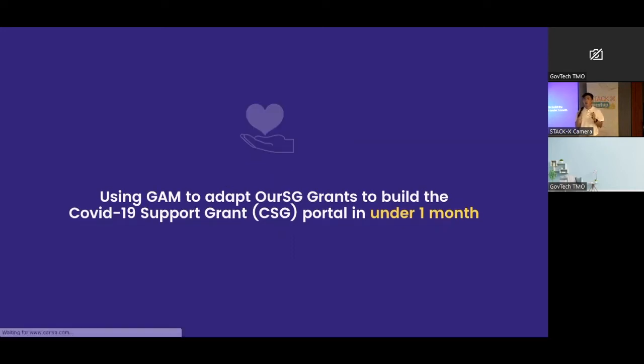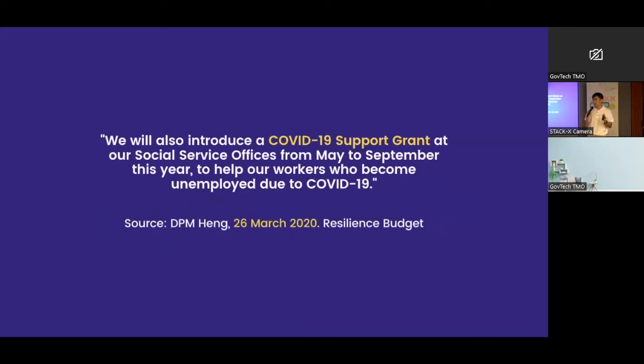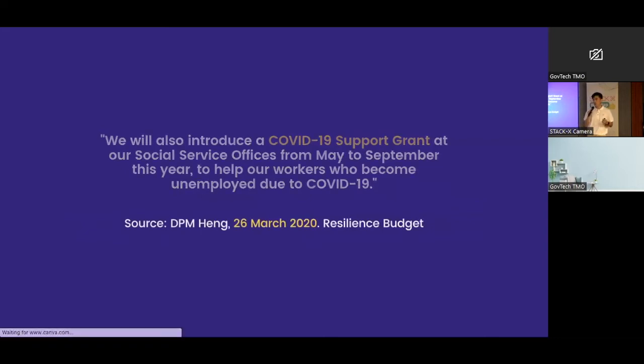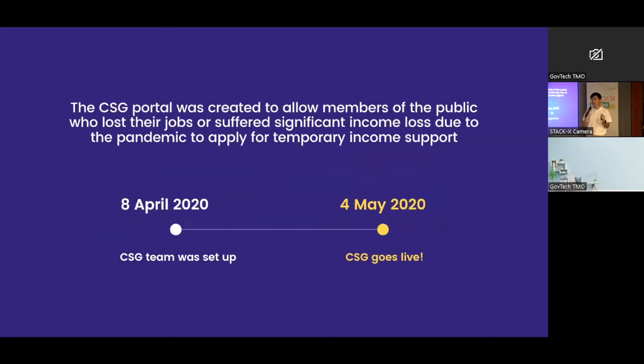Recall how on the 26th of March 2020, the COVID-19 support grant was announced alongside the resilience budget. A team was formed shortly thereafter, within 1 week, to come up with a form that needed to go live by 4th of May in order to support members of the public who are very badly affected by the COVID situation.